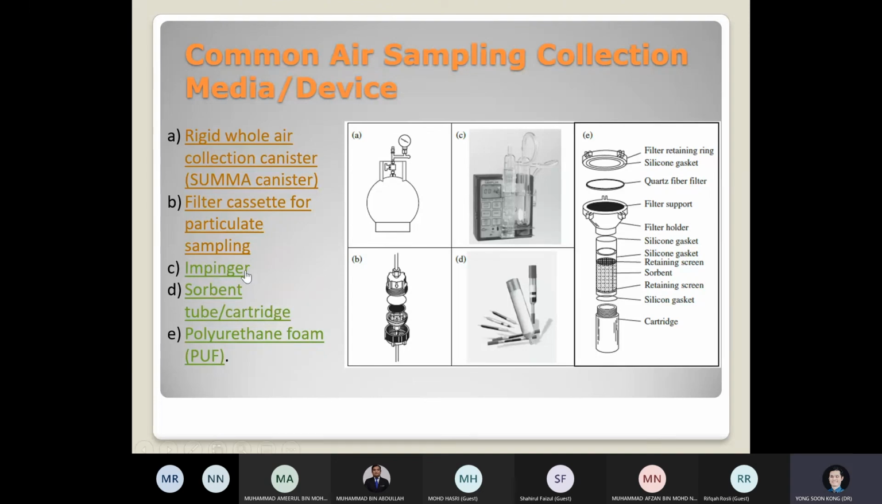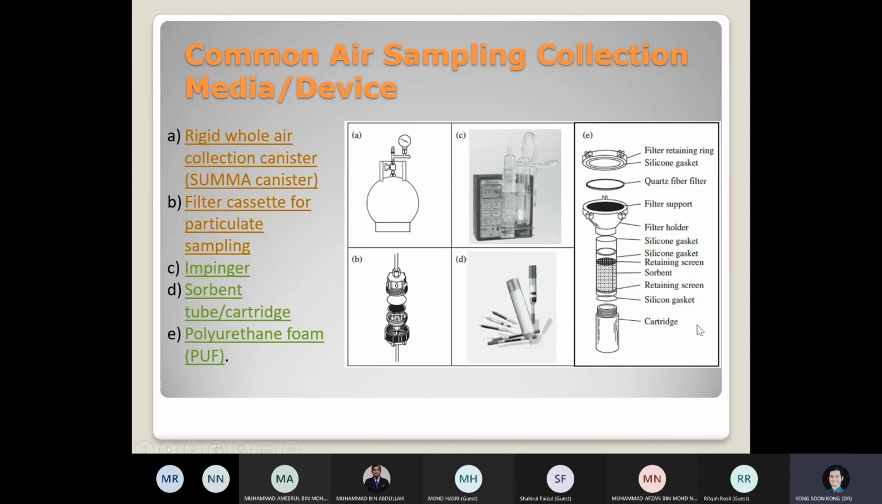Impinger is something that we have learned just now, so I won't touch on it. Sorbent tube cartridge is right here. It is one type of passive sampler, but I have no idea how it is used, but you can always watch this video. And lastly, polyurethane foam, PUF. This one is also a form of passive sampler. And once again, it does have a video.